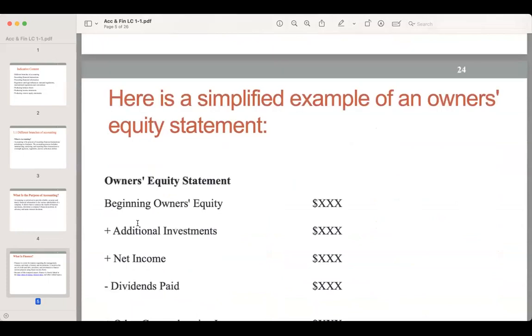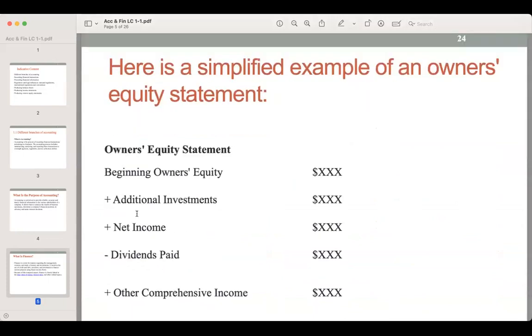Here is a simplified example of an owner's equity statement. Net income is one of the main factors that affect owner's equity. Net income is simply the total revenue the company has earned minus all its expenses, as we discussed above. So when a company makes a profit, it adds to the owner's equity. On the other hand, if the company incurred a loss, it decreases the owner's equity.